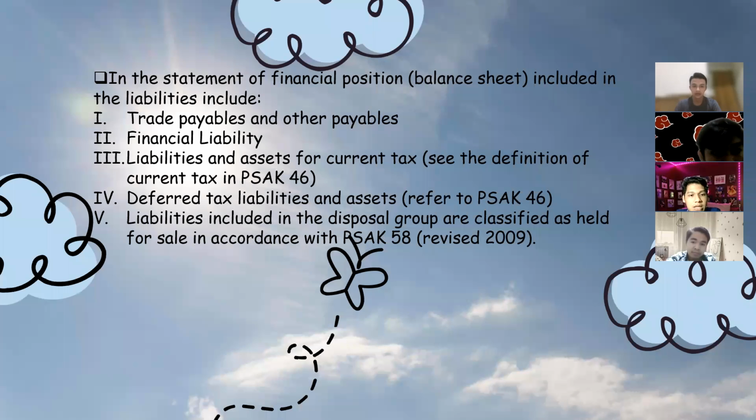And a statement of financial position or balance sheet includes in liabilities: 1. Trade payables and other payables. 2. Financial liabilities. 3. Liabilities and assets for current tax, see the definition of current tax in PSAK 46. 4. Deferred tax liabilities and assets, refer to PSAK 46. Liabilities included in disposal groups are classified as held for sale in accordance with PSAK 58, revised 2009.